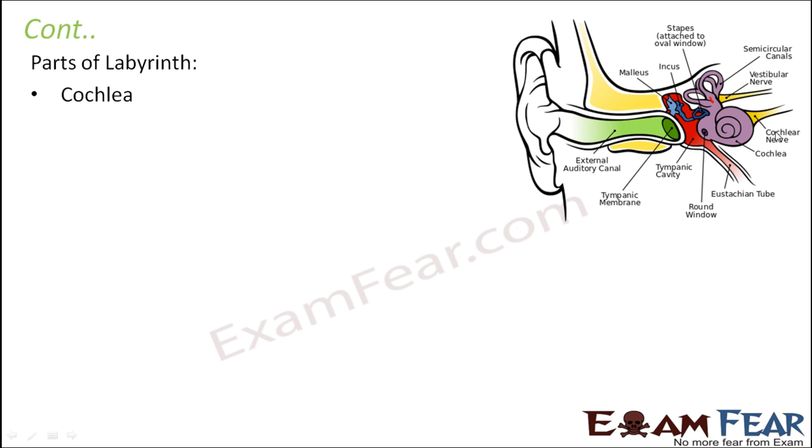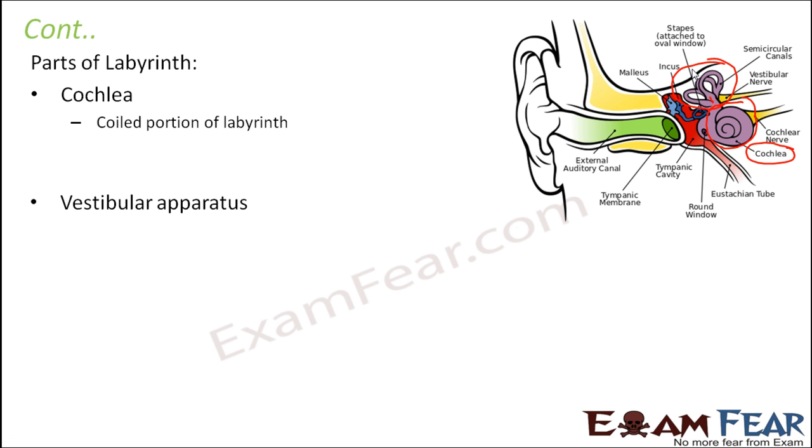Now there are many different parts of the labyrinth. One important part is the cochlea, which is this coiled structure. The next important part is the vestibular apparatus, which is this entire part. So this entire part is cochlea and this entire part is the vestibular apparatus. Let us talk about both of these parts in detail. First let us talk about the cochlea. It is the coiled portion of the labyrinth. As you can see, it is a highly coiled structure.